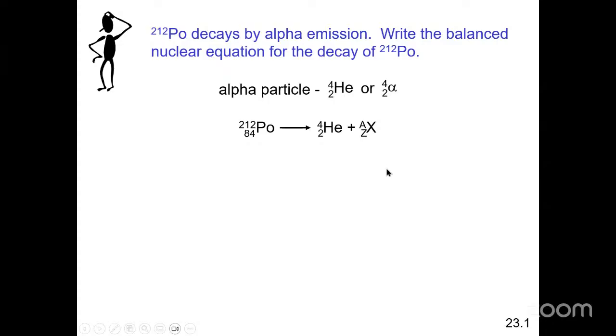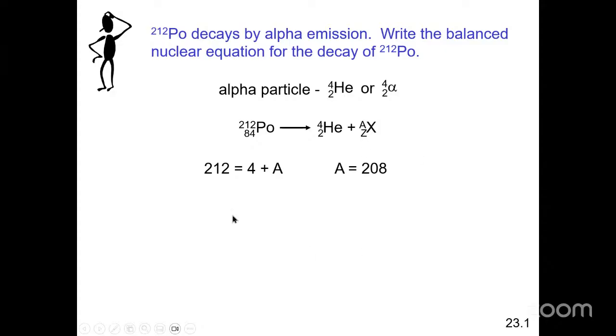So the key thing here is to figure out what the other nuclide is. And that's very easy because of what we just said in the previous slide. Basically, we have to make sure that the mass numbers and the atomic numbers will be conserved. And by so doing, you can determine the mass number and the atomic number of X, right? So the mass number on the left side is 212, and the mass number total on the right side is 4 plus A. So we can set up an equation like this, and all we have to do is solve for A. So therefore, A will be equal to 208, right?